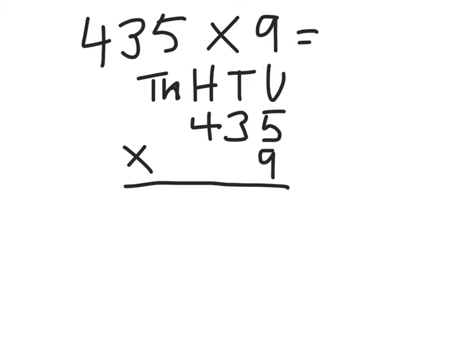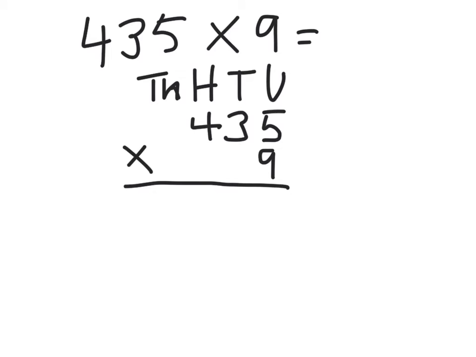Now, this is the bit where I do the multiplying. I'm going to use partitioning to help me because I don't know my 435 times table. I don't know what that is times by 9. I'm going to partition the number up in my head into hundreds, tens and units to help me.